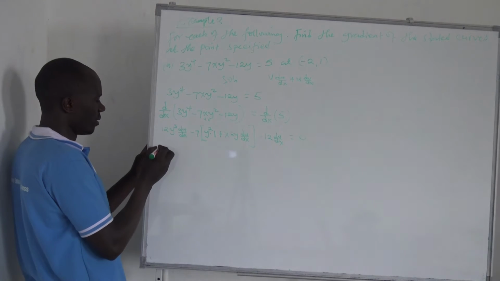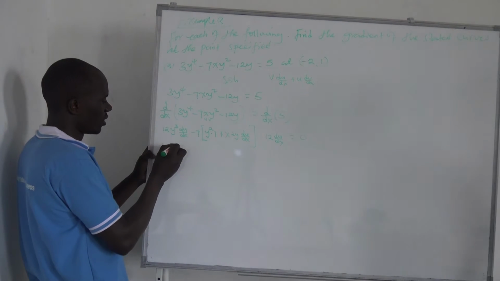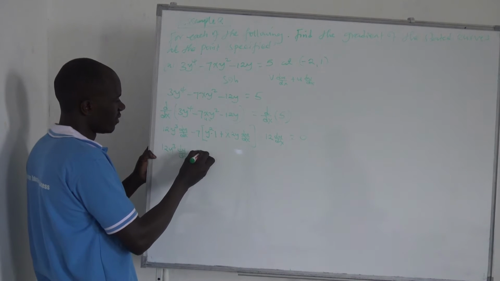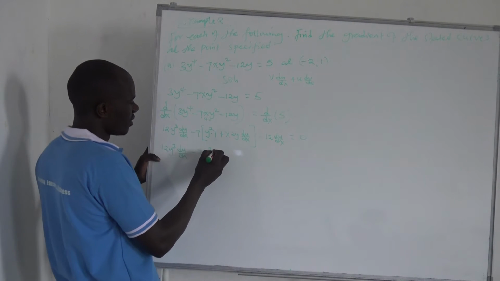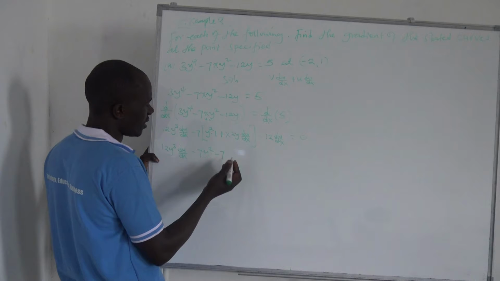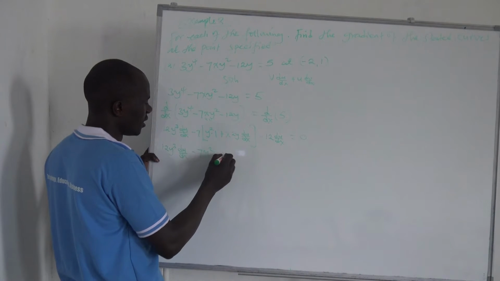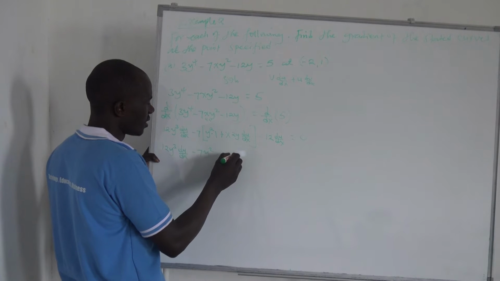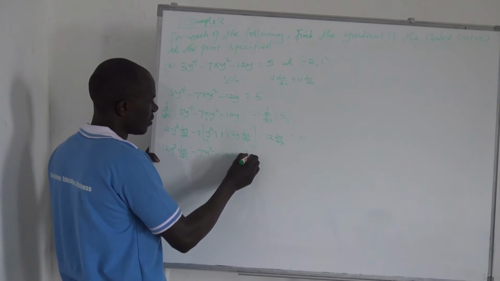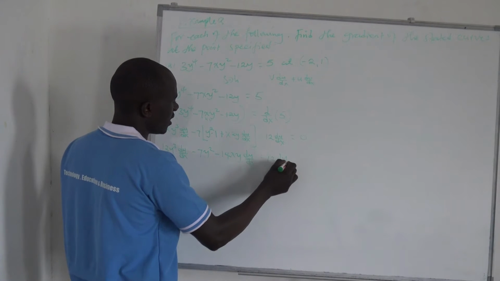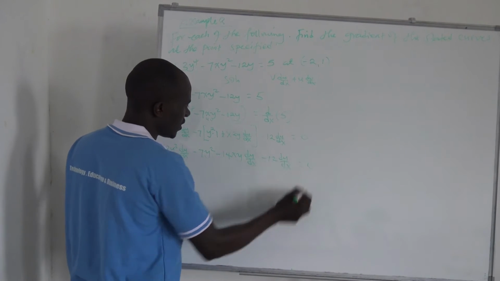So can we try to open? We get a total of 3y² dy/dx minus 7y² minus 7... is it minus 7? 7 times that, we get minus 14xy dy/dx minus 12 dy/dx equals 0.